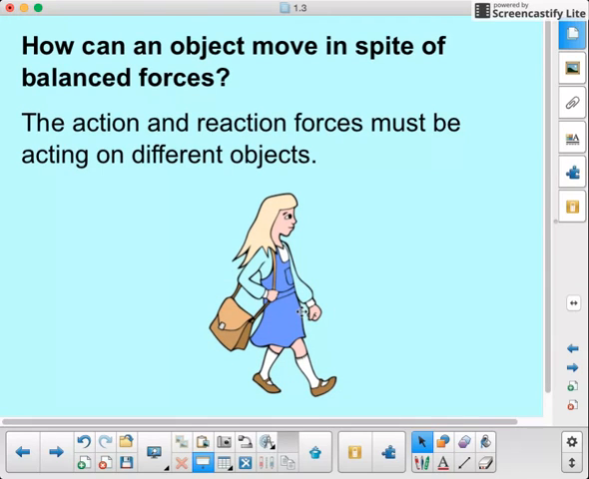Or when I toss a ball, I apply force to the ball, and the ball applies force back to my hand, but those action and reaction forces are acting on different things. My force acts on the ball, and the ball's force acts back on my hand. If they're on the same object, the object couldn't move.